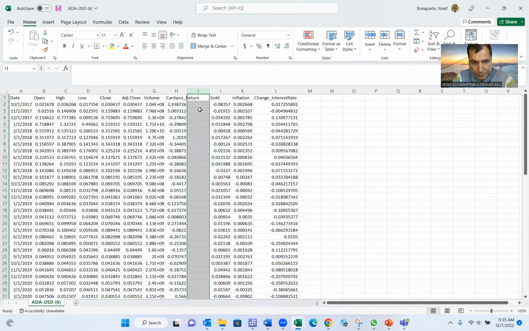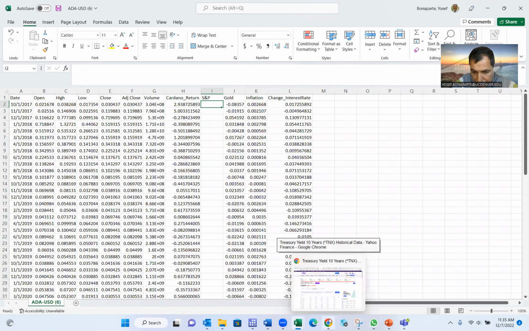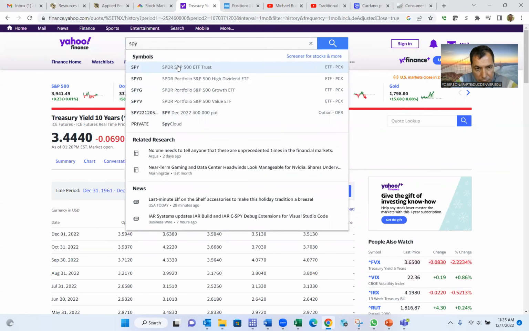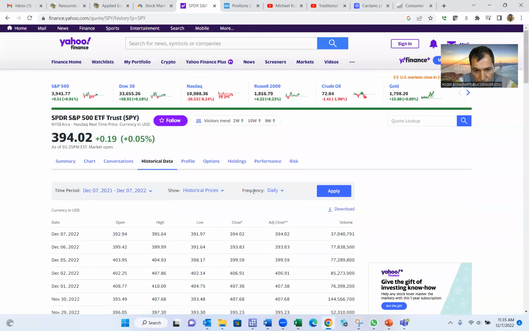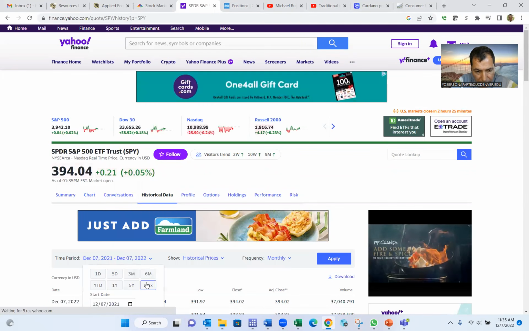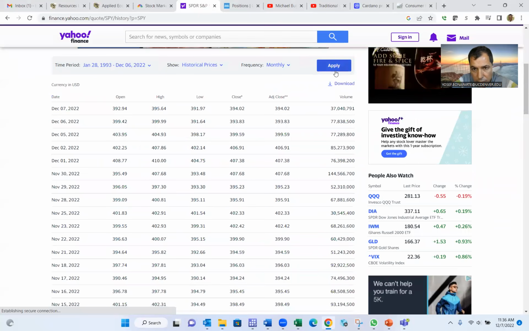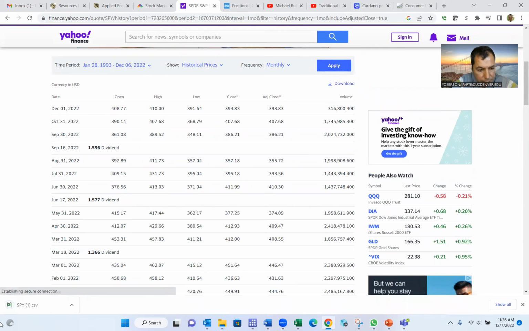We forget the S&P. S&P return. And all of this data, you will have it in your folder in your canvas. S&P is a spider, that's SPY. That's an ETF for the S&P that reflects the S&P index, historical data, monthly. Max, apply, download.